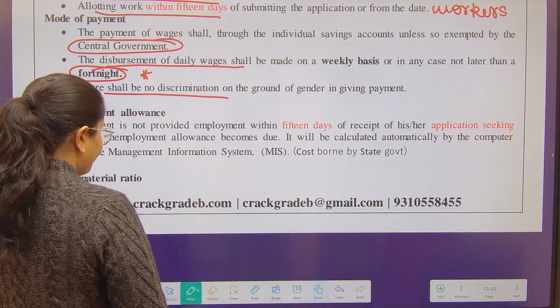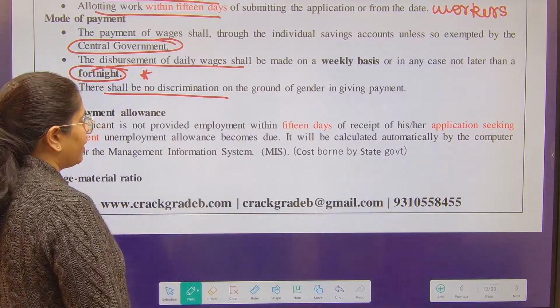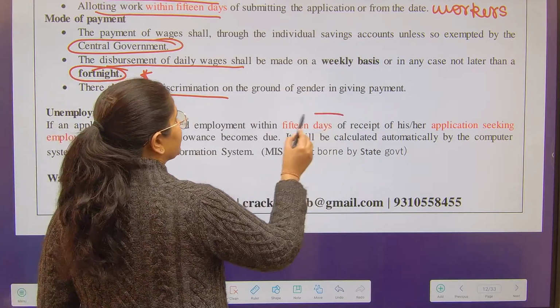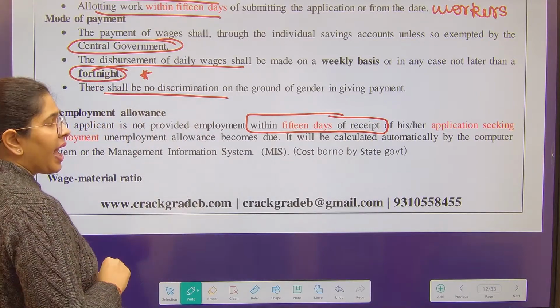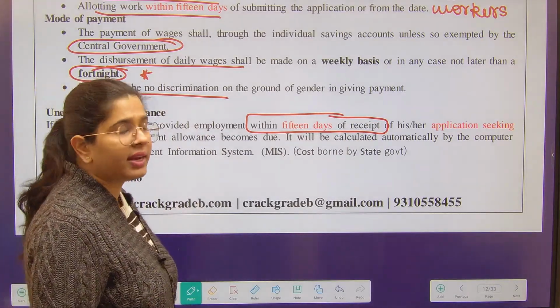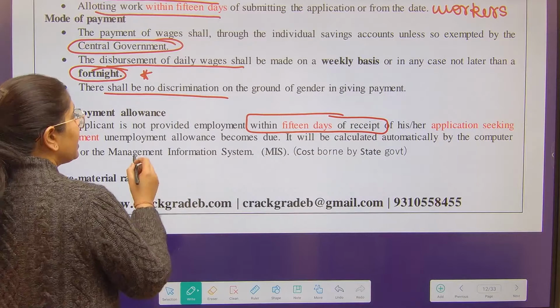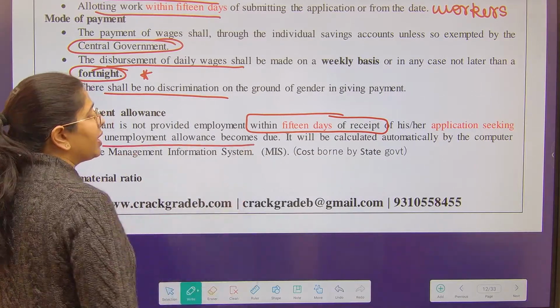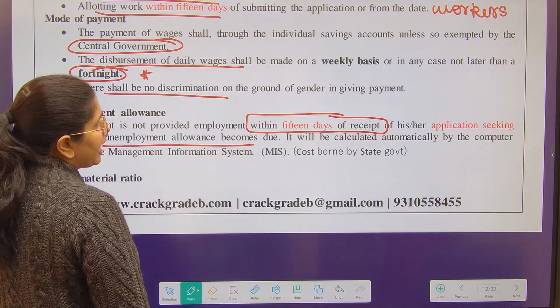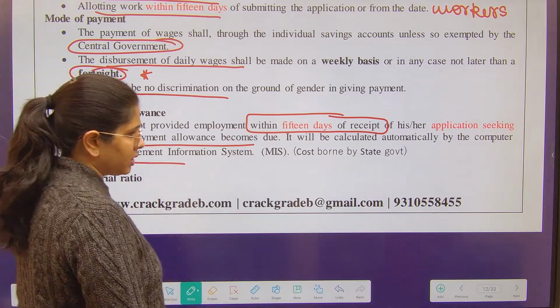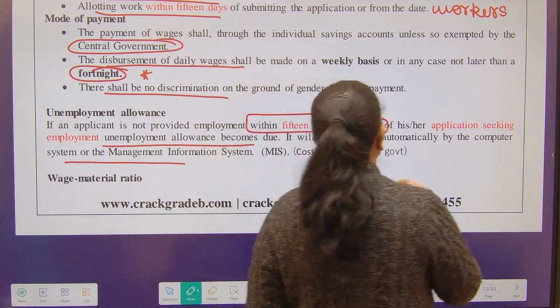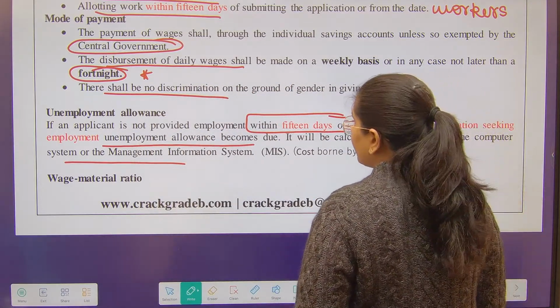Unemployment allowance: if an applicant is not provided employment within 15 days. If he has applied for work and you are not able to provide the employment within 15 days, in that case you have to give the unemployment allowance. This is calculated automatically by the computer system or the management information system. Who is going to bear the cost? The cost is going to be borne by the state government.